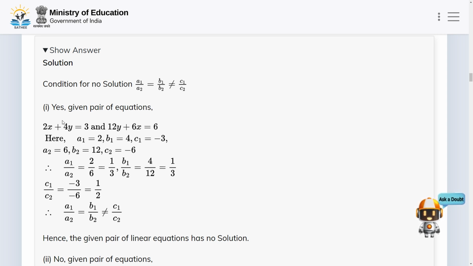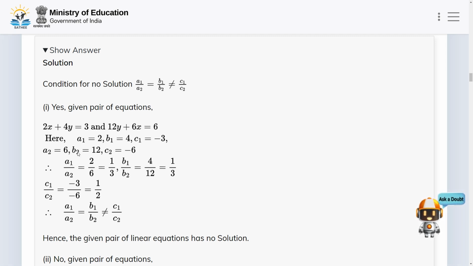Now if we compare this pair of linear equations with the general form a1x plus b1y plus c1 is equal to 0 and a2x plus b2y plus c2 is equal to 0, then we get a1 is equal to 2, b1 is equal to 4 and c1 is equal to minus 3, and a2 is equal to 6, b2 is equal to 12 and c2 is equal to minus 6. Now we find the ratios a1 by a2, b1 by b2 and c1 by c2.